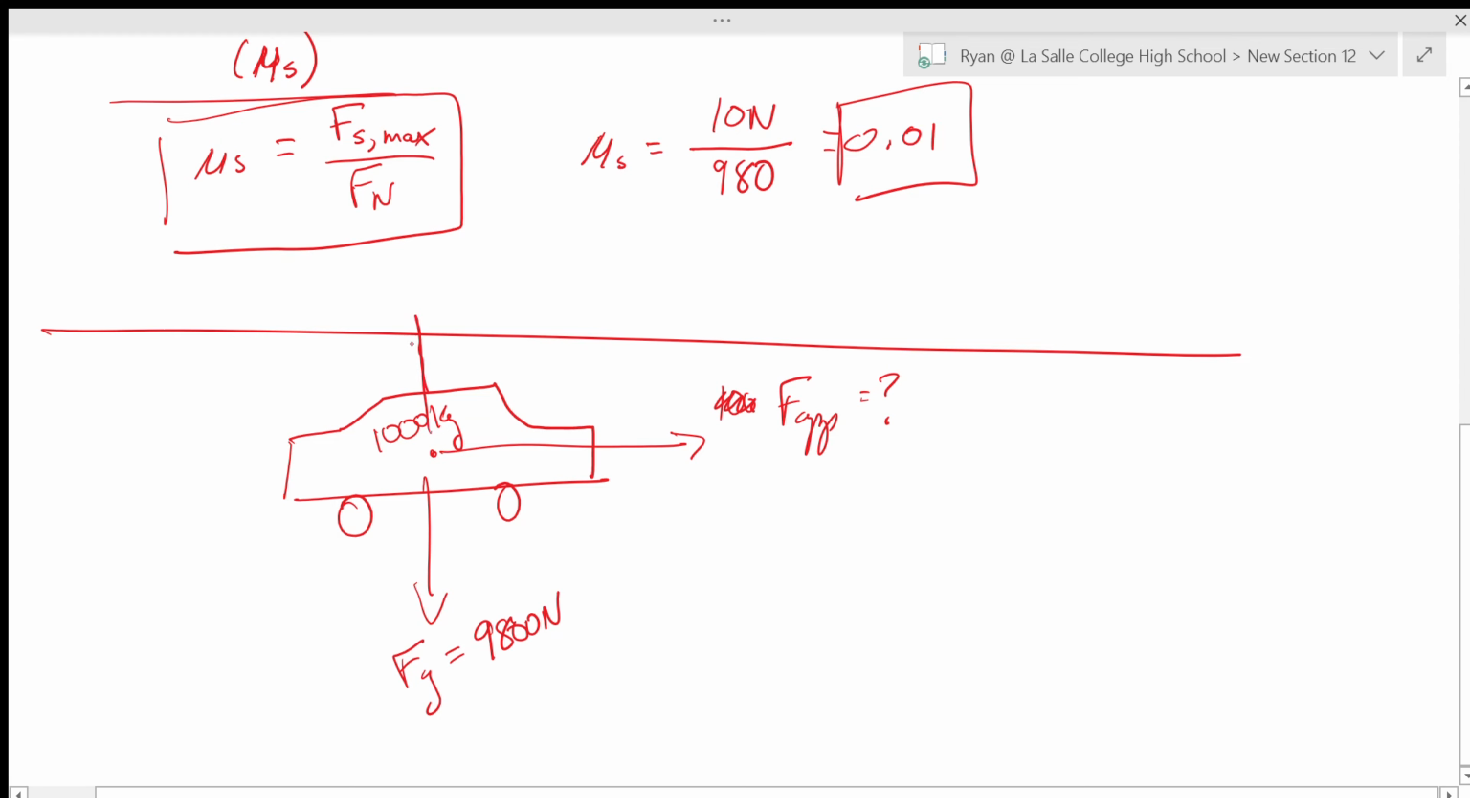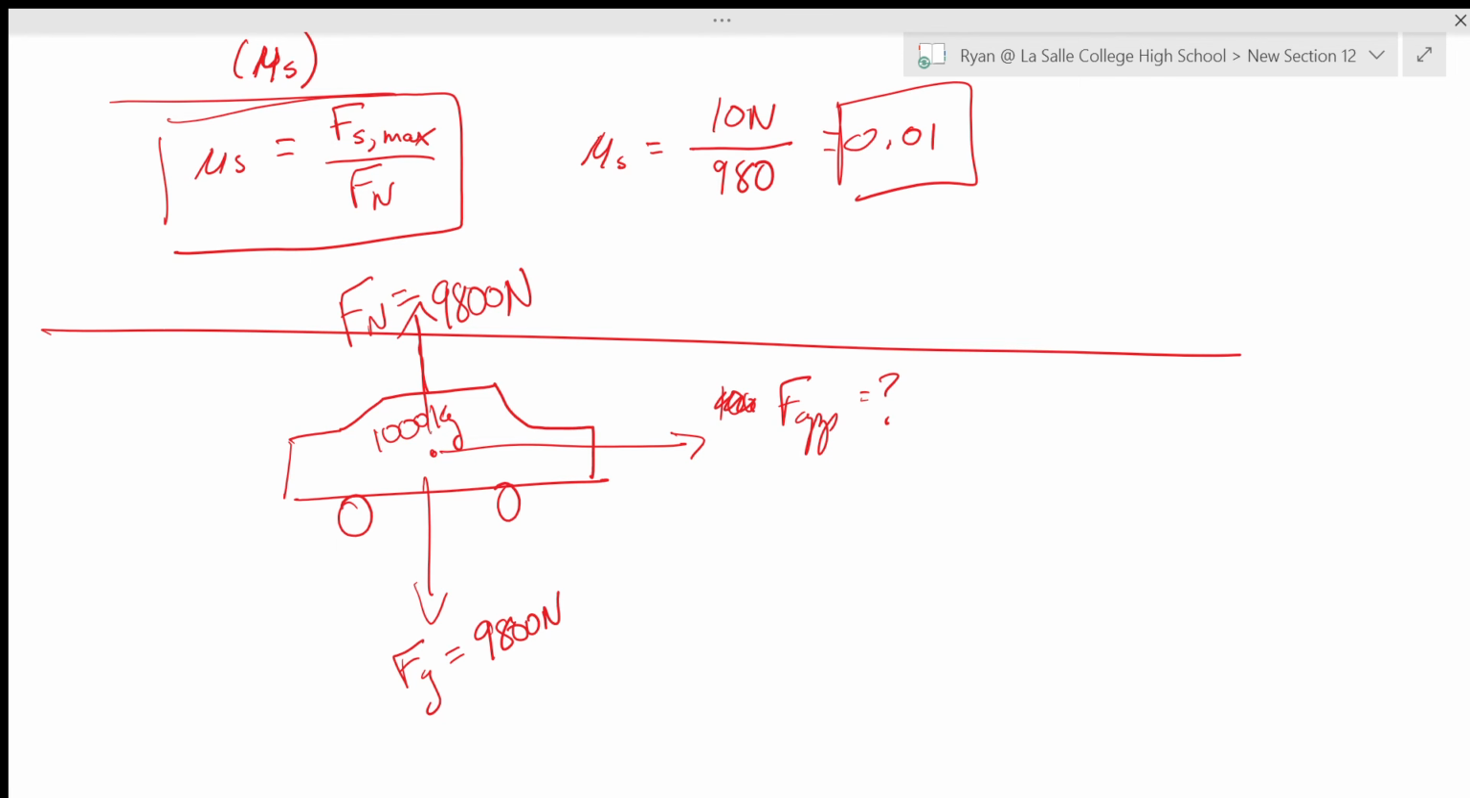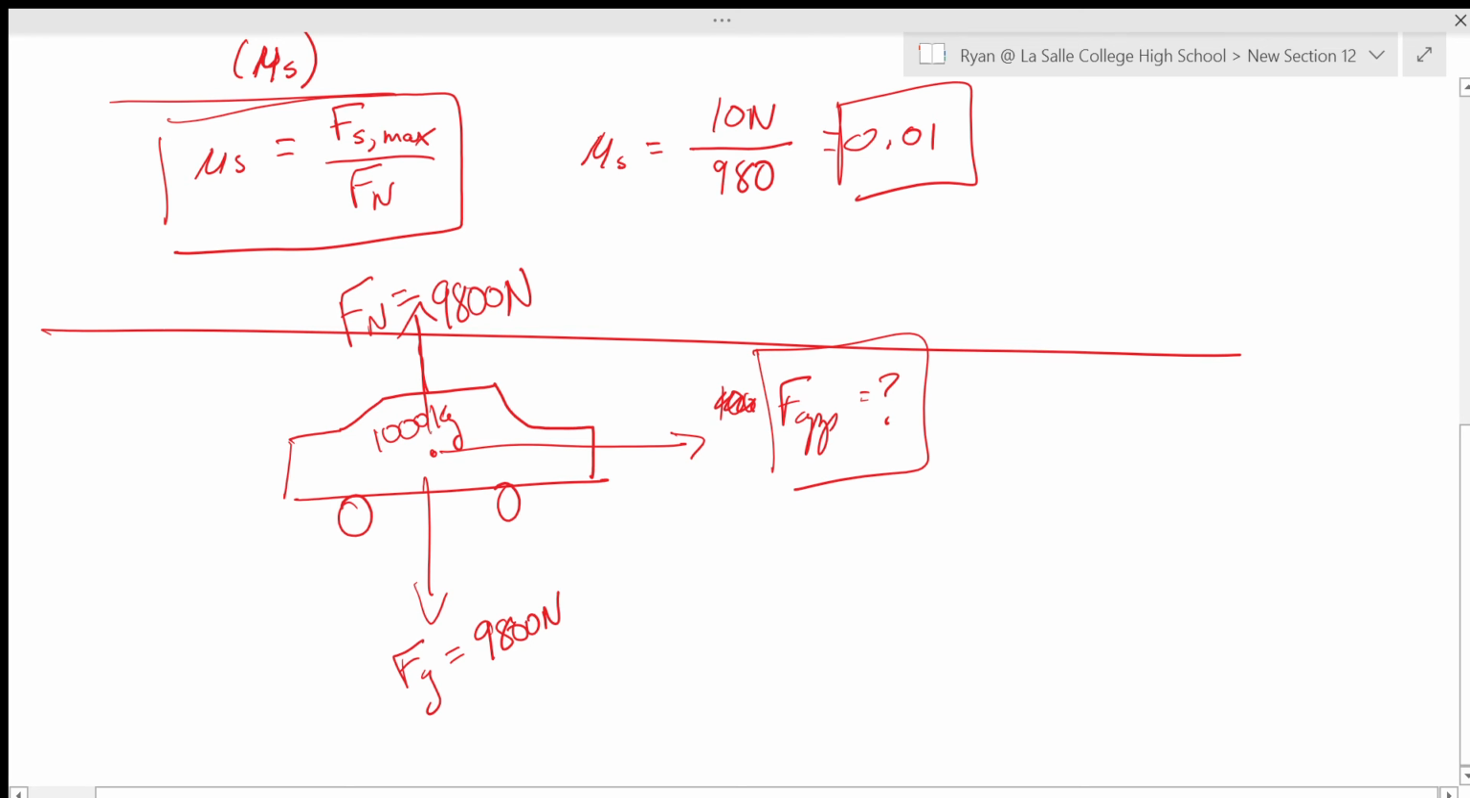It's on a level road, 9,800 newtons normal force, right? I'm trying to make it look very similar to the last one. And let's say that we want to know how hard it would take to get it to budge. How hard do I need to push to get it to budge? Well, as I start to push even a little bit, friction pushes a little bit. If I push a little harder, friction pushes a little harder. And eventually I push hard enough where I get to this applied force, where I reach the maximum amount of static friction.